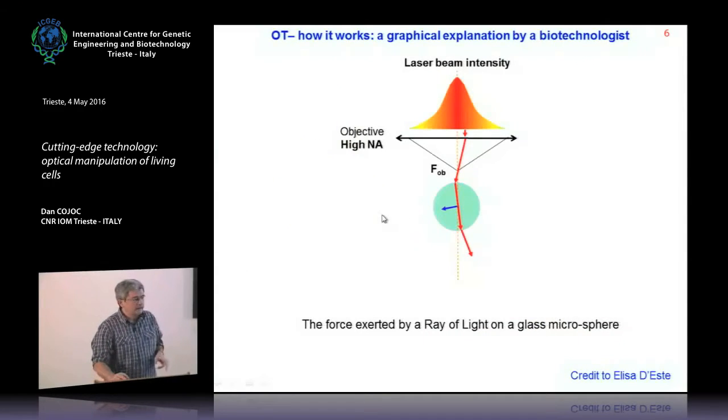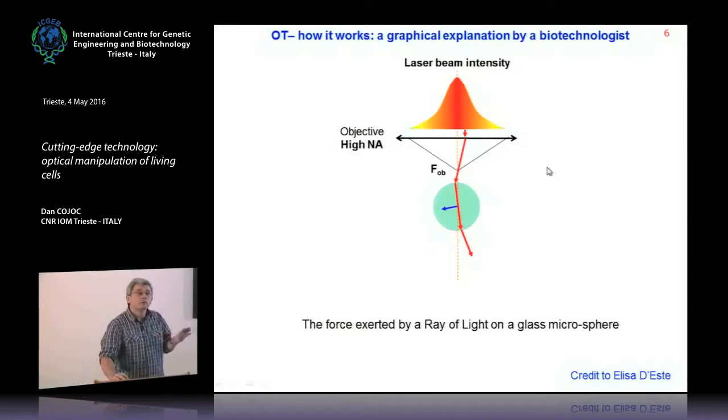For many years, I had difficulties explaining to the biology community how an optical trap works, until I had a very good student, a biotechnologist, Elisa Deste, who gave me this explanation, and from that moment I continue to show this. So here we have the laser beam, and the intensity profile of the laser beam, which is Gaussian, is not uniform, okay? And we have a high numerical aperture objective.